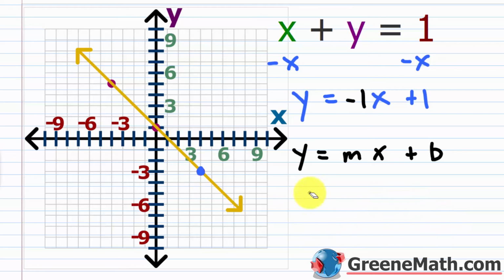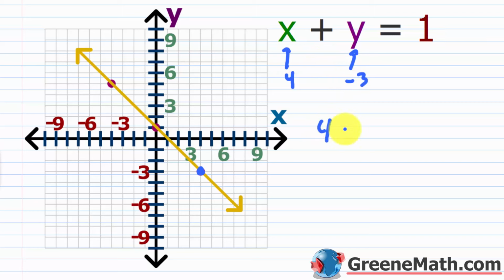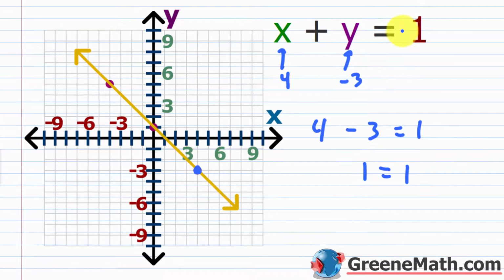So let's erase this real quick. I just want to show you this, just so you have a complete understanding. So that means if I plugged in a 4 for x and I plugged in a negative 3 for y, I should get a true statement. And obviously that would work because 4 plus negative 3, or 4 minus 3, would give me 1. Right? 4 minus 3 equals 1. You get 1 equals 1. So that's true. So again, every point on this line is a solution for this equation.